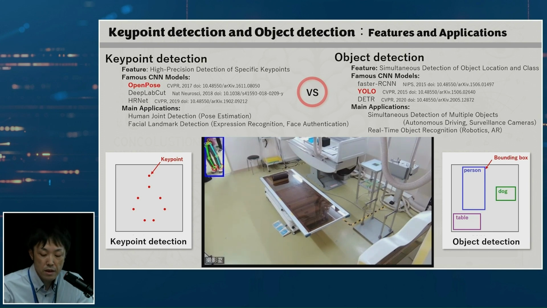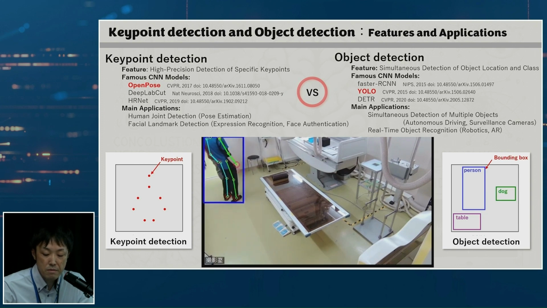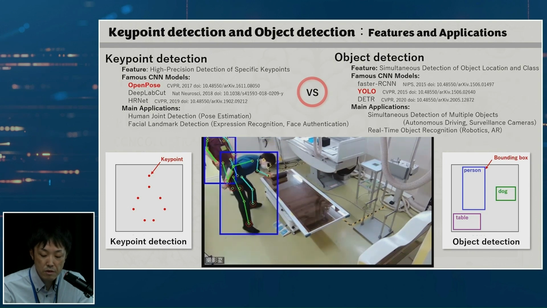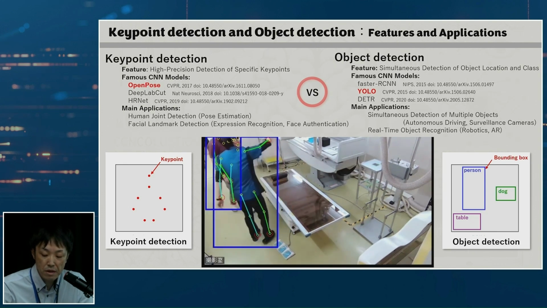On the other hand, object detection is a technology that simultaneously detects the position and class of objects. Famous CNN models include YOLO. The main application areas include the simultaneous detection of multiple objects and real-time object recognition. Understanding the difference in characteristics and application areas of these two technologies is important for selecting the appropriate method in our research.